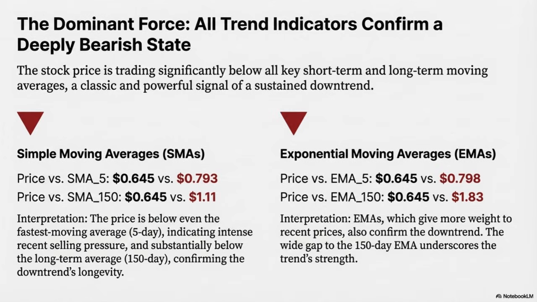It's a huge psychological hurdle. It turns every price level above 64 cents into a potential ceiling. Okay, so that's the structure. Let's talk about the speed. How fast is this thing falling?